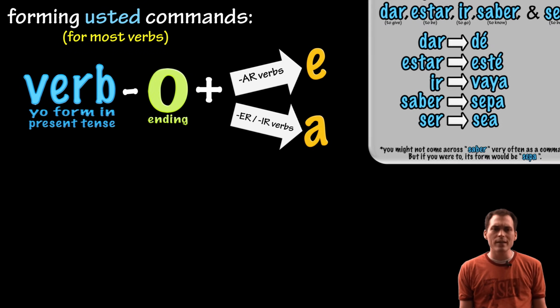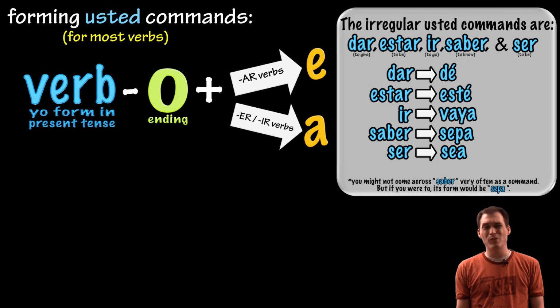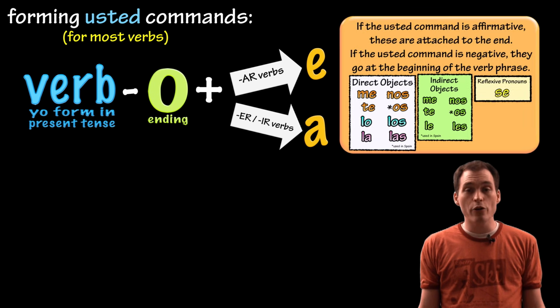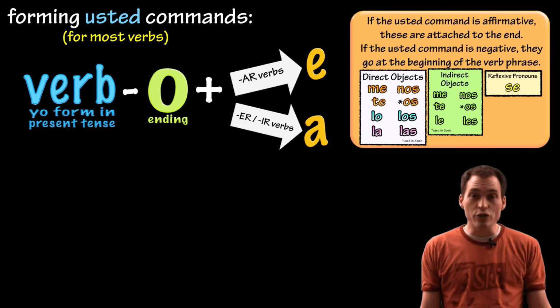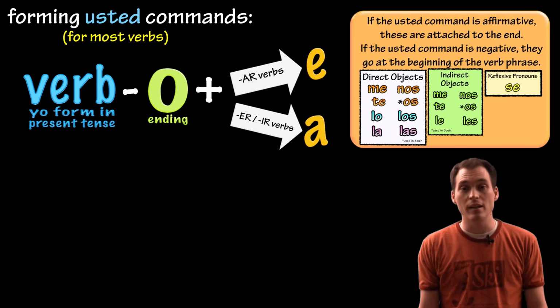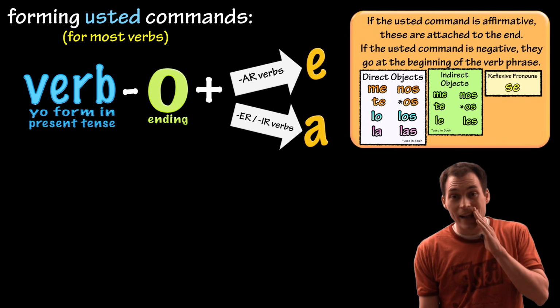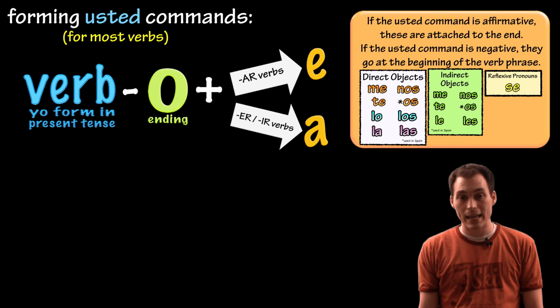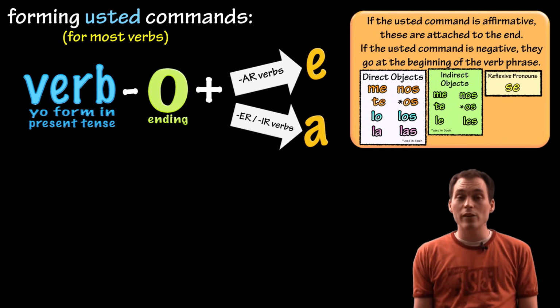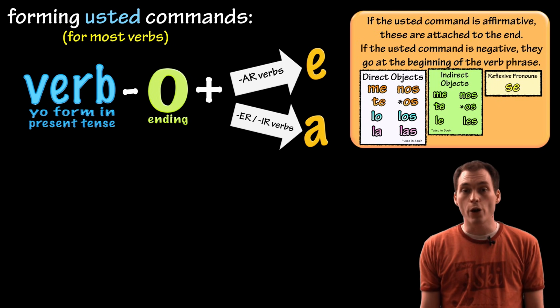Then there are also always a few irregular verbs. That is, the ones that don't like to follow any rules. Remember which ones were irregulars with the tú commands, or the negative tú commands that is? They were dar, estar, ir, saber, and ser. And if we have pronouns like direct object pronouns, indirect object pronouns, or reflexive pronouns, they will follow the same rules as with tú commands. If the usted command is affirmative, that means not negative, we'll attach it to the end. If it is negative, the pronouns will go before the verb phrase but after the no.